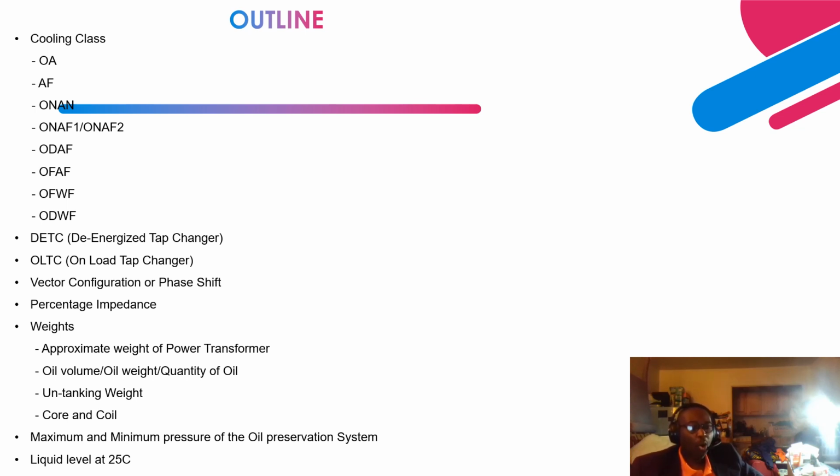Next is OFWF. This is also another typical transformer cooling class rating. It means that the oil is being forced utilizing a pump, but with regards to removing the heat, the oil goes through a heat exchanger. So there is water being forced, flowing in a different direction to the oil that is flowing in the heat exchanger, to remove the heat from the oil.